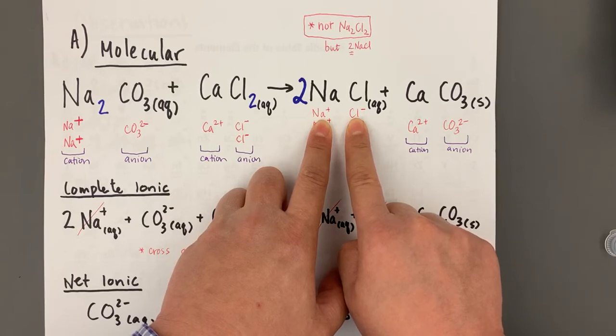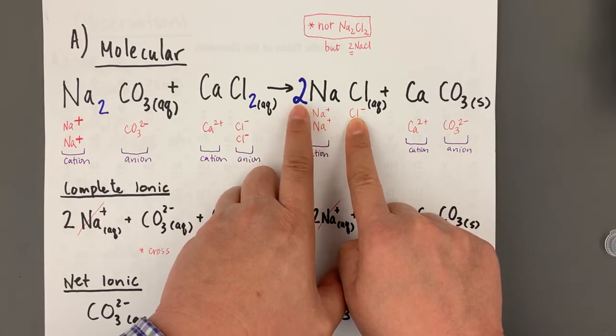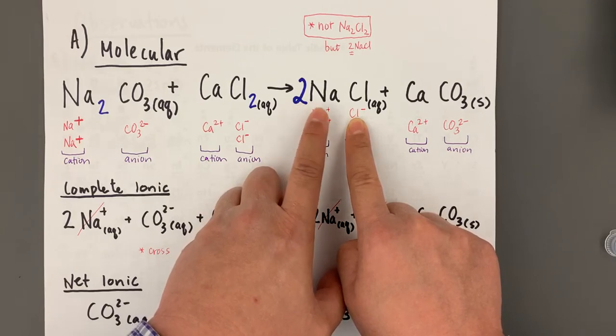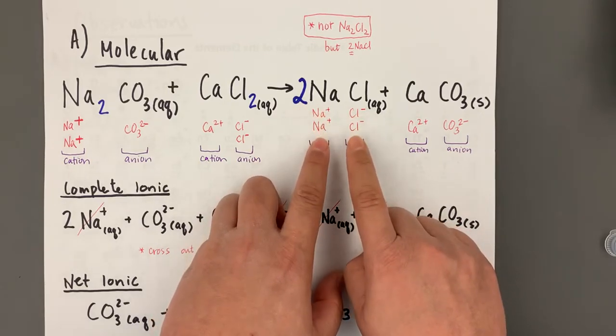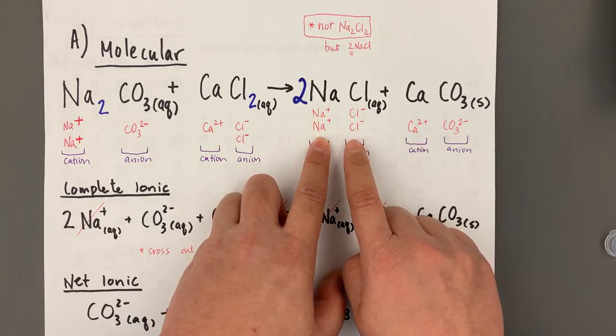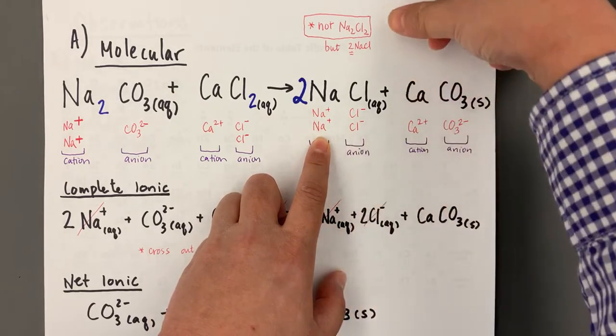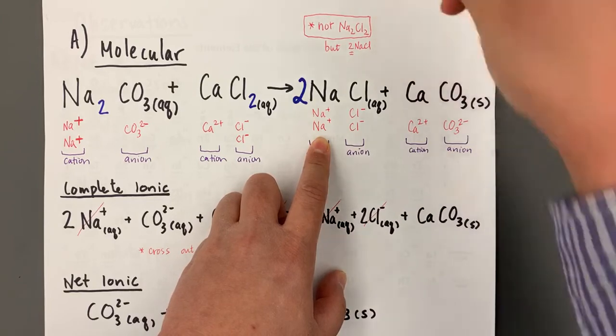To balance the equation, you will need to put a 2 in front. That indicates that you have 2 molecules of NaCl. So really you have Na+, Cl-, Na+, Cl-. It is very important not to write Na2Cl2. It's a very common mistake.